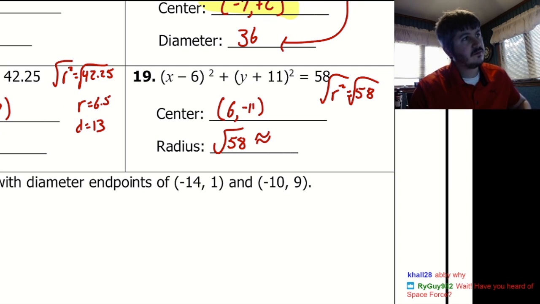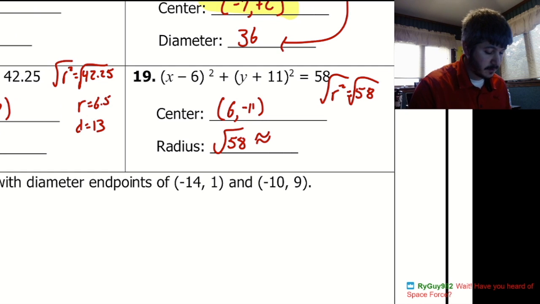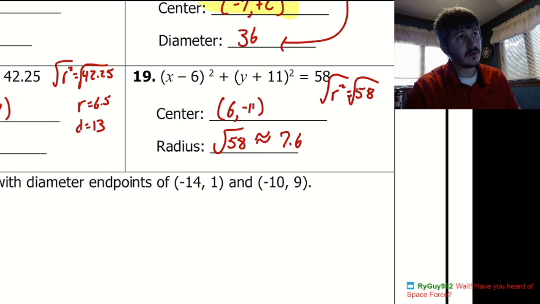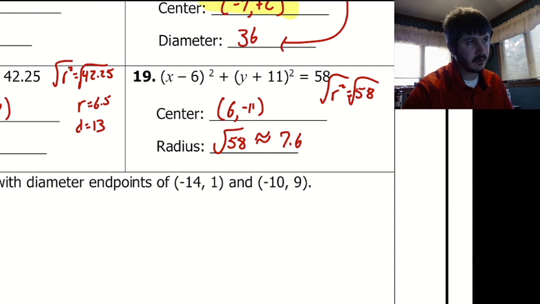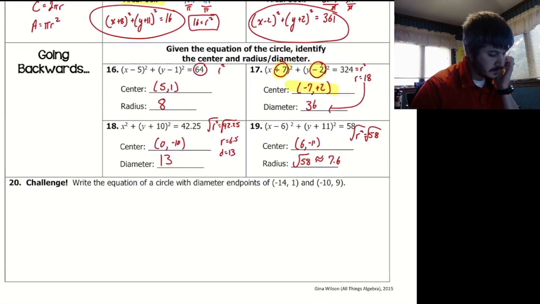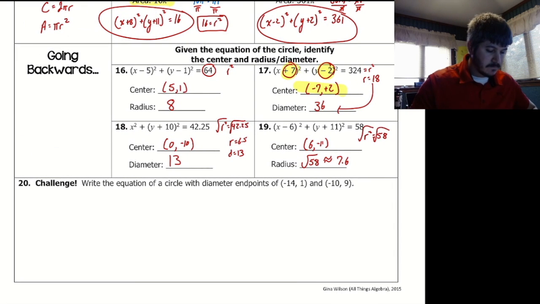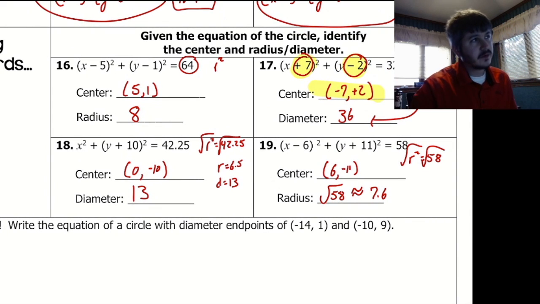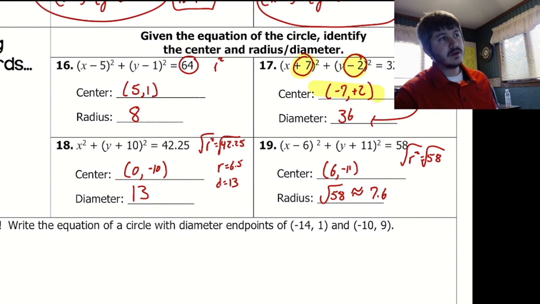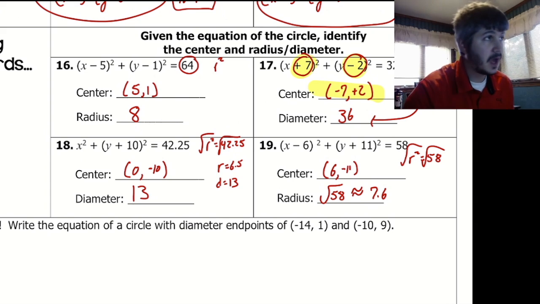I'm fine with square root of 58, which I think is in simplest radical form. I'm not 100% sure, but you could also plug into a calculator. You get about 7.6 for a radius. And sometimes having the decimal number is helpful, especially if you are graphing it. Obviously, graphing decimal numbers is not going to be ideal, but it's something we could consider. And like I said yesterday, this skill, what we're doing right here in 16 through 19, is going to be an important skill that we're going to utilize a lot. All right?